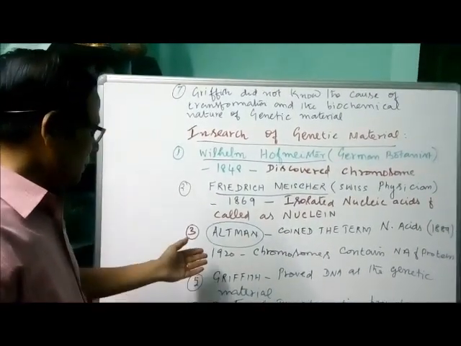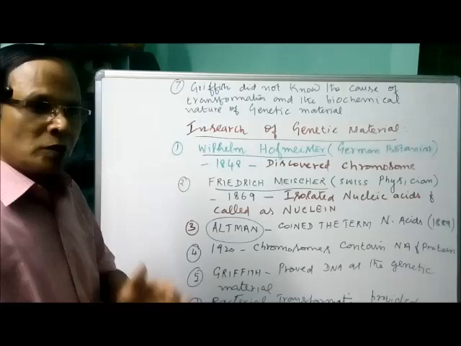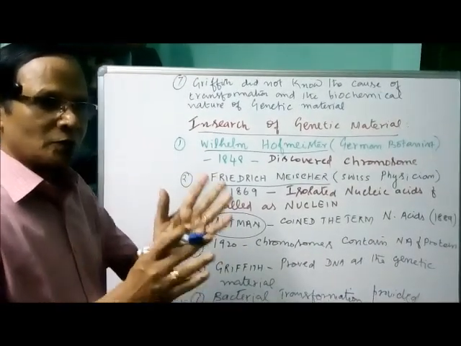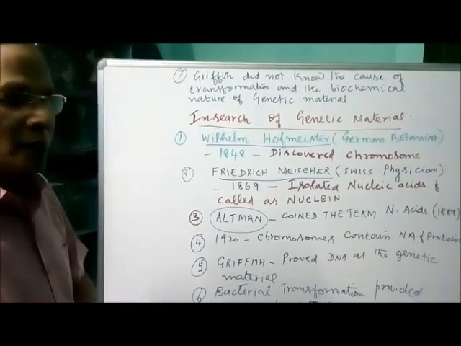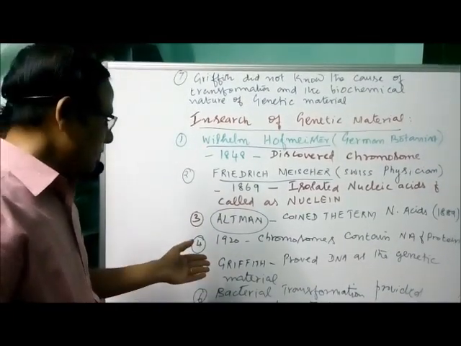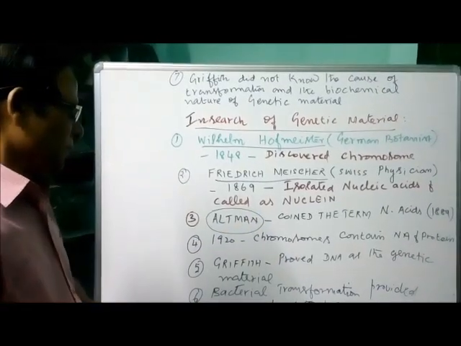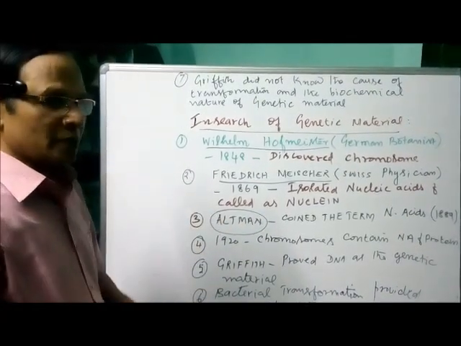And it was known in 1920 that all chromosomes contain DNA, or simply nucleic acids, and protein. That came in 1920. Then the transformation experiment conducted by Griffith, which is studied in your 11th standard, was the first step toward proving DNA is a genetic material.